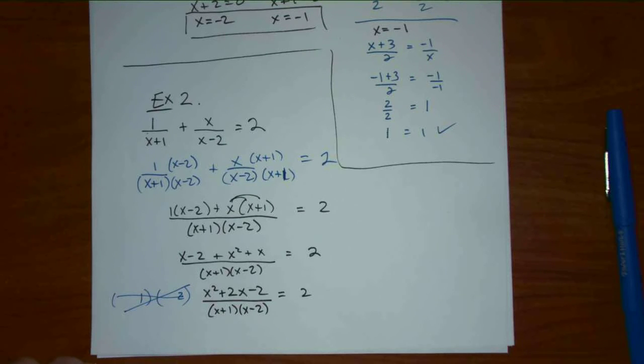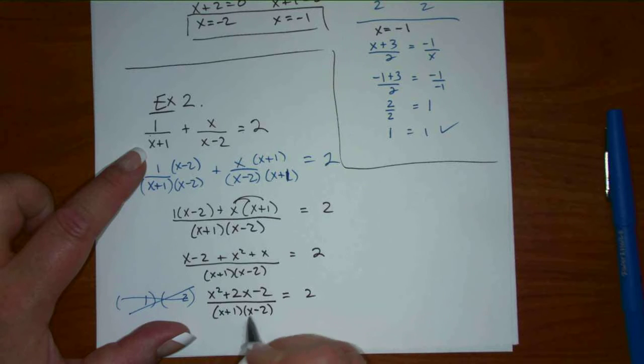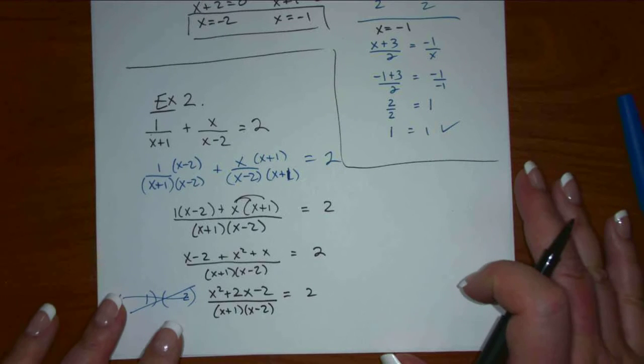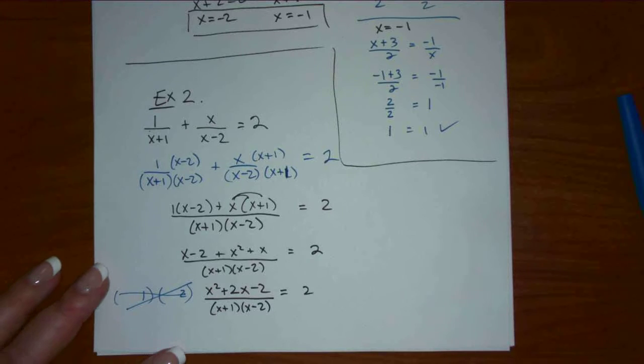Yeah? Won't the common denominator end up being x squared minus 2? If you were to multiply these, you mean? Yeah, if you actually multiply them, you get x squared minus 2x plus x minus 2. You have to FOIL out when you multiply. Does that answer your question? Yep. Okay, so now what?